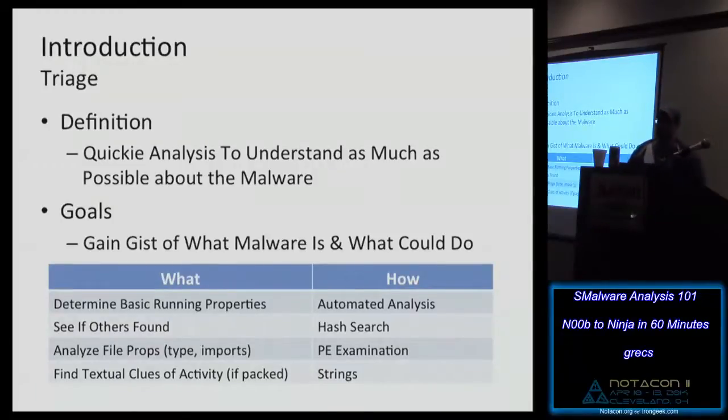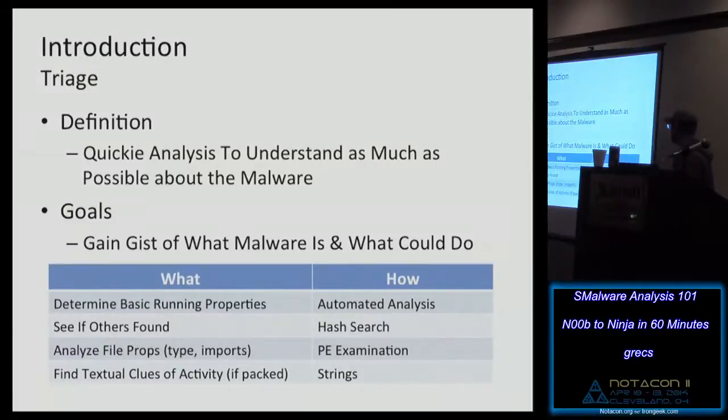Some of the things that you may want to look for are determining the basic running properties, and there are automated analysis tools. You put the malware into this automated tool, and it runs it and tries to do this kind of quickie analysis of what it could be doing, and I'll talk about that later. Then see if others have found it: take the hash of the malware, search on it at VirusTotal, even just Google, and see if anybody else has found it.